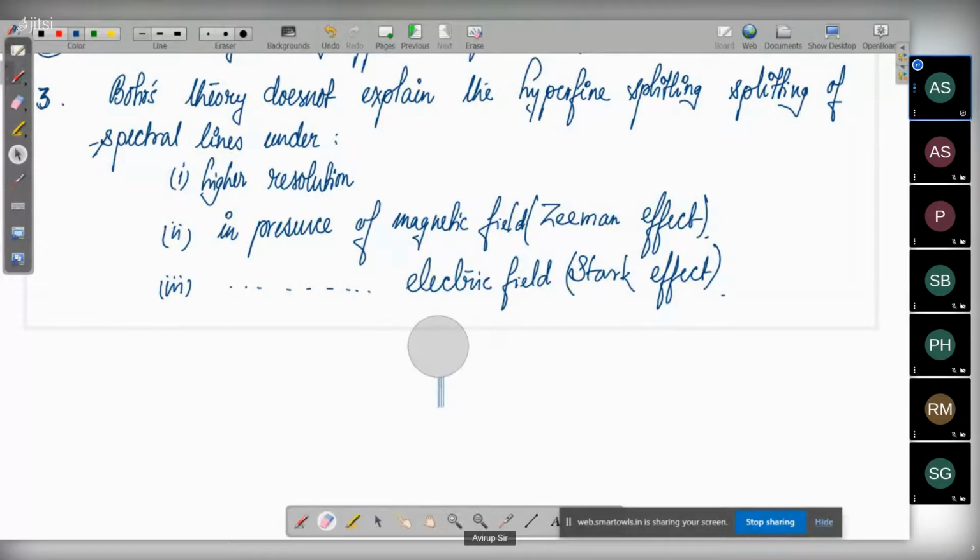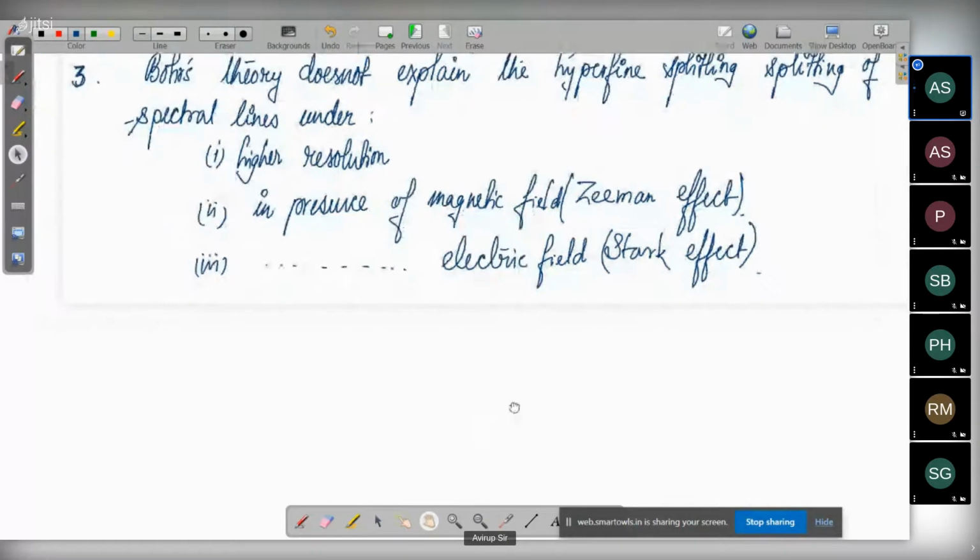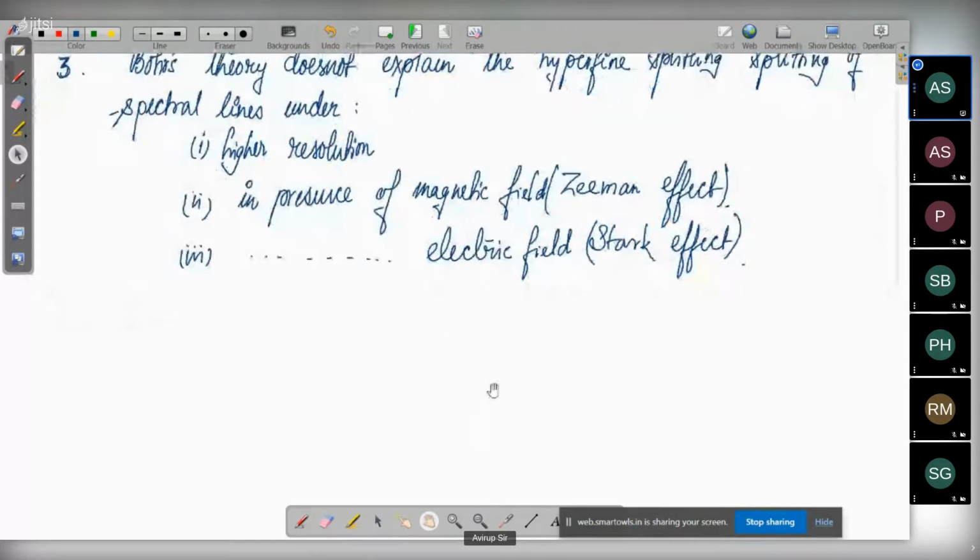So when we apply an electric field, that is known as the Stark effect, and when you apply a magnetic field, that is known as the Zeeman effect. Now Zeeman and Stark effect will not be written in our portion because these are pretty much advanced, taught in MSc, but you just need to know the names. The splitting of spectral lines in a magnetic field is known as the Zeeman effect, whereas the splitting of spectral lines in an electric field is known as the Stark effect.